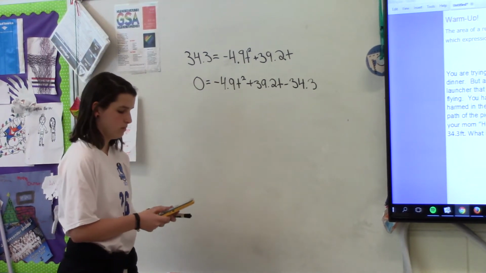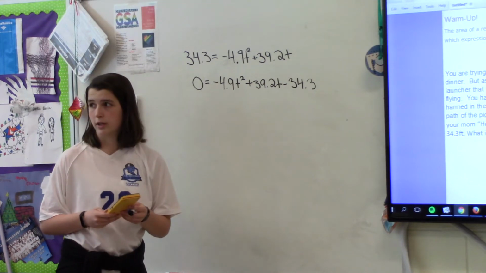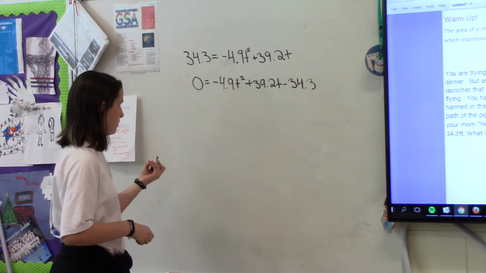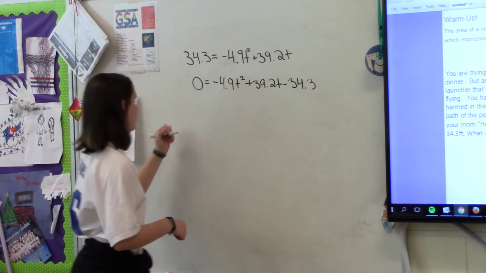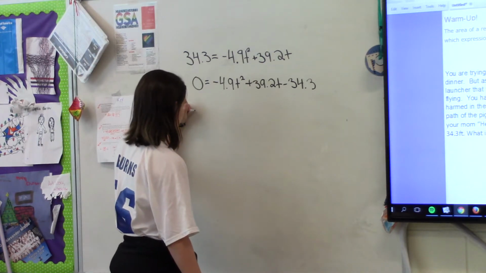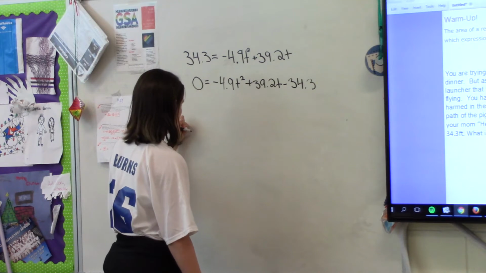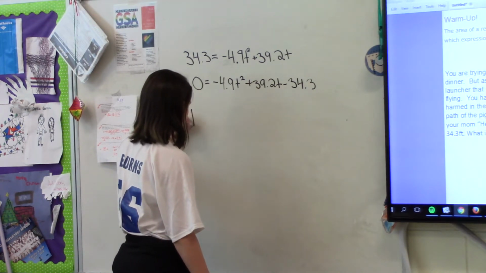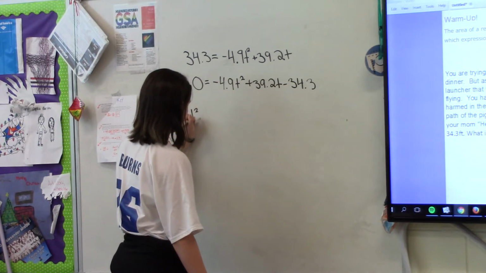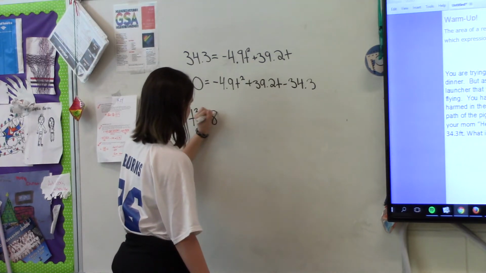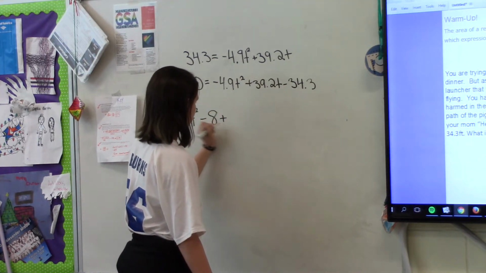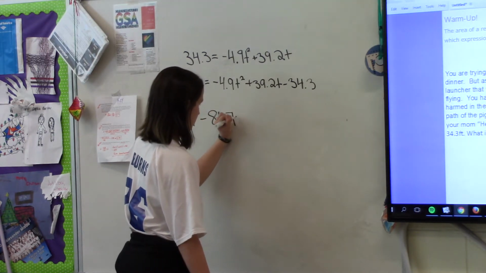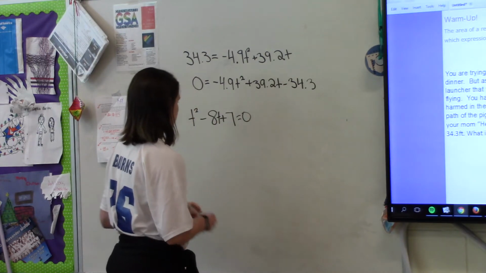So should we divide by negative 4.9 then? Yeah. Good. So divide and write your new equation. Because again, we divided now. Once you divide, you have a brand new quadratic. It's still equivalent, it's just reduced down. Yep, you told me negative 8 plus 7, equals. Good job.